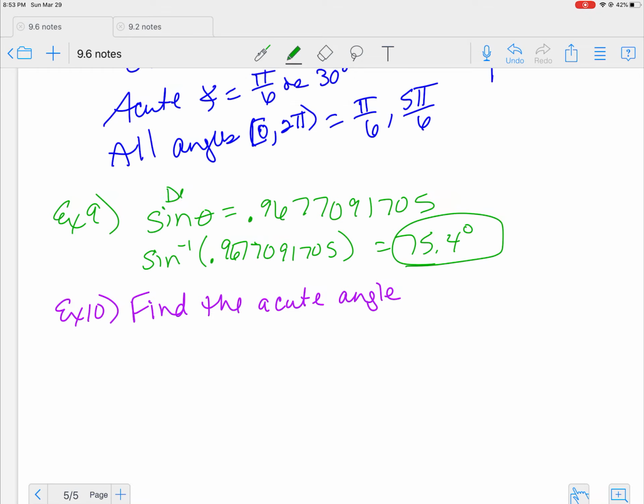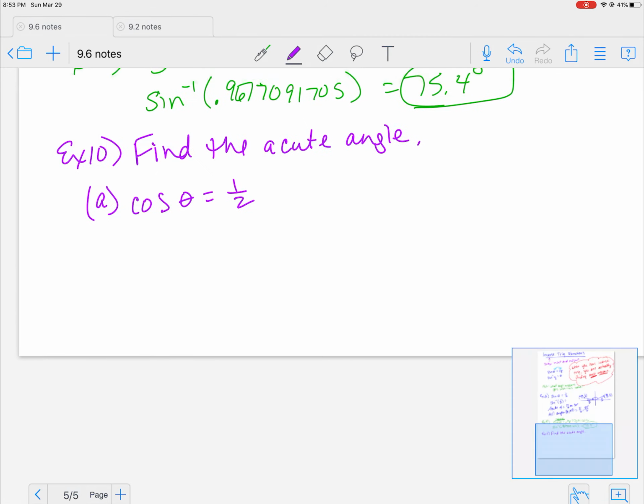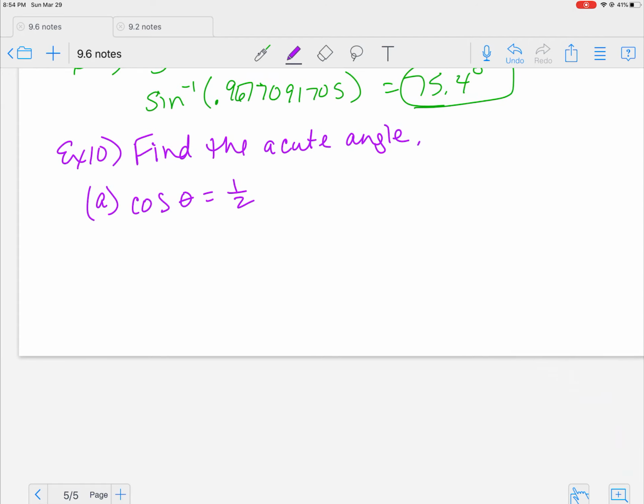And for example 10, I'm specifically asked to find the acute angle. All right, I'm going to put this degrees, just so that if we look back at it, you'll know what that's talking about. And here I'm going to find the acute angle that satisfies this given condition. So if I want to look where cosine of theta is equal to 1/2, then I'm asking that question. Where is cosine equal to 1/2?